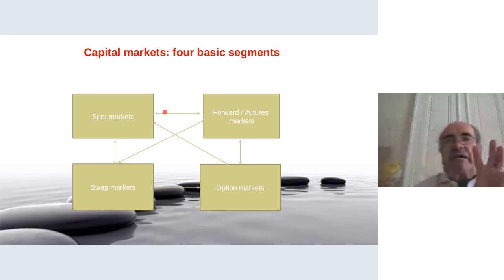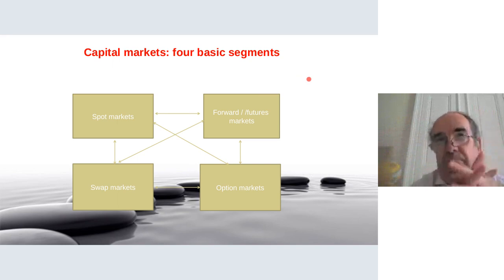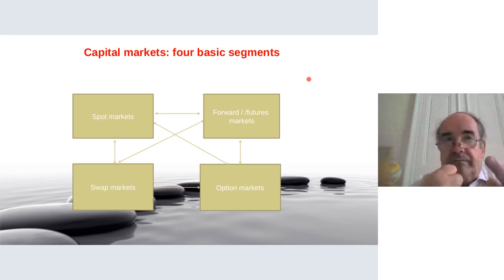Okay, second kind of market, on the right here, is what we call forward and futures market. What is a forward or futures market? It's a market on which you determine today a price for delivery in the future. Let me give you an example.